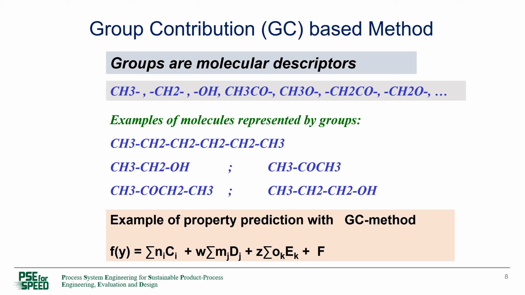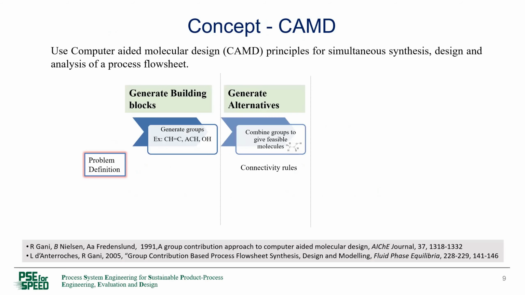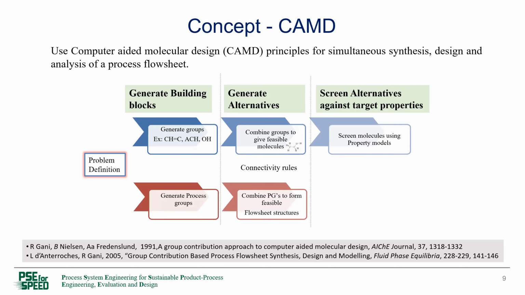Can we use this idea for process synthesis? So let's see how we will do it in process synthesis. We have the groups, we generate the molecules by combining the groups according to the connectivity rules. And once we have generated the molecule, we calculate the property from the group contribution. So now if we say that similar to the atom group, we have a process group, and you will see what a process group is, can we also then combine the process groups to give a flow sheet according to some connectivity rules?